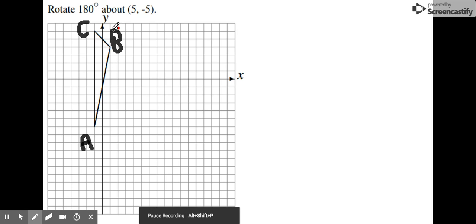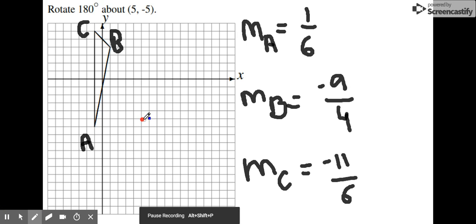So now we're going to rotate this triangle ABC 180 degrees about the point (5, -5). I like to start by plotting my center of rotation. So we're going to go over 1, 2, 3, 4, 5, down 2, 3, 4, 5. Now it's a matter of just finding the slope from your pre-image to the center of rotation and using that same slope from the center of rotation in the correct direction to plot your image points. So let's go ahead and find those slopes. From A to the center of rotation, we're going to go up 1 over 6. So now at the center of rotation, we're going to go up 1 over 6, and label that as A prime.